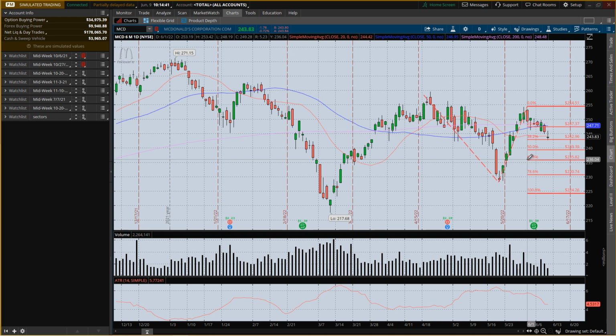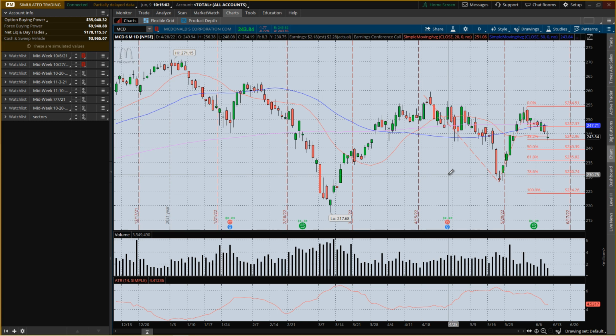Now what this does is it also gives me the Fibonacci numbers. And it's kind of funny because at 61.8%, I'm at 235.82. Really close to that 235, 236 level I was talking about. 50% is just above that at 239. Right? I hope I'm reading that correctly. Yes. Okay, yeah, just a little higher there.